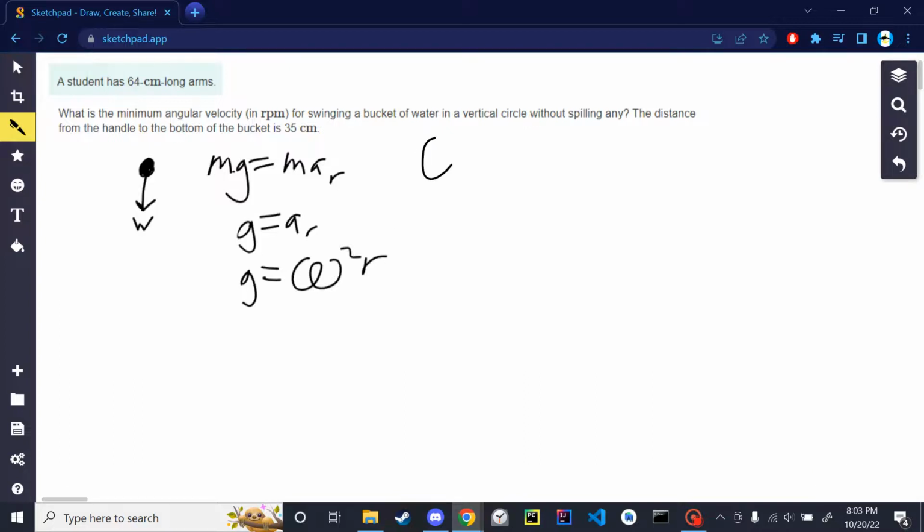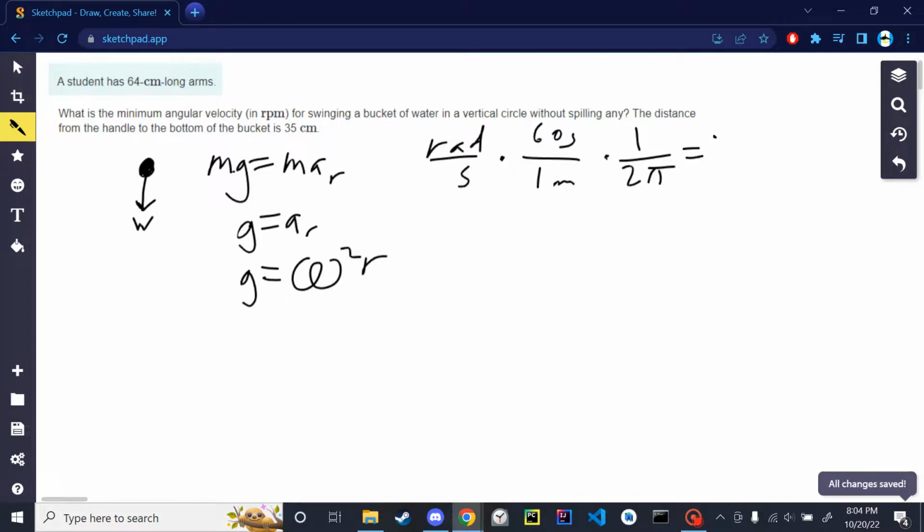Ignore that. The reason we are using angular velocity is because angular velocity is in radians per second. And if we multiply this by 60 seconds to the minute and 2 pi radians for every 1 revolution, then we're going to get RPMs, which is what it wants. So the square root of g divided by the radius is equal to our angular velocity.